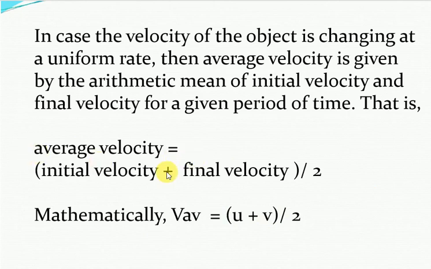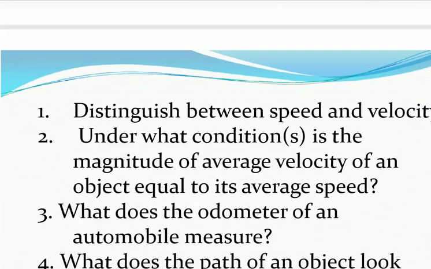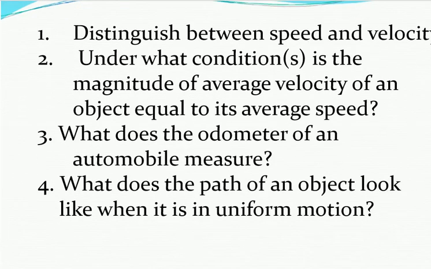Now here are some questions. Distinguish between speed and velocity. Under what condition or conditions is the magnitude of the average velocity of an object equal to its average speed? What does the odometer of an automobile measure? What does the path of an object look like when it is in uniform motion?